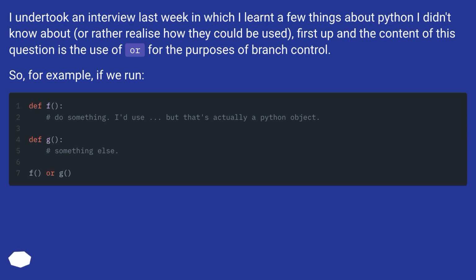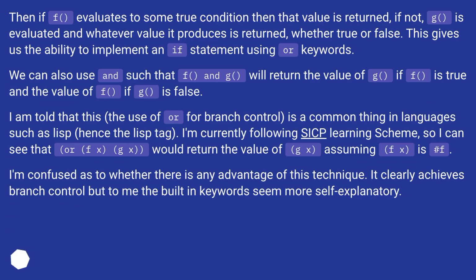So, for example, if we run this, then if f evaluates to some true condition, then that value is returned. If not, t is evaluated and whatever value it produces is returned, whether true or false. This gives us the ability to implement an if statement using our keywords. We can also use "and" such that f and g will return the value of g if f is true and the value of f if f is false.